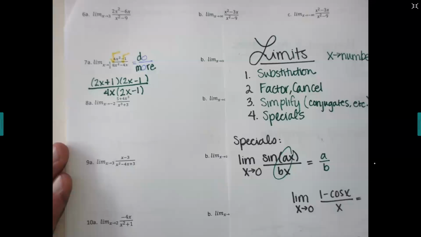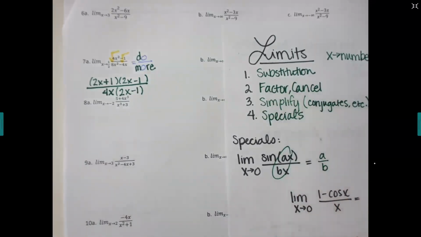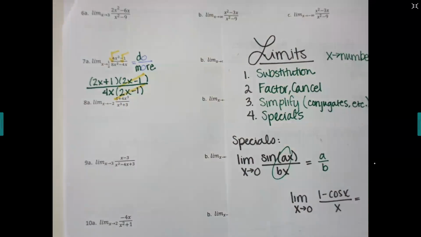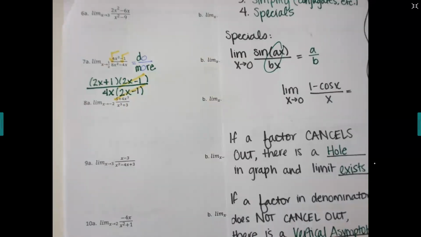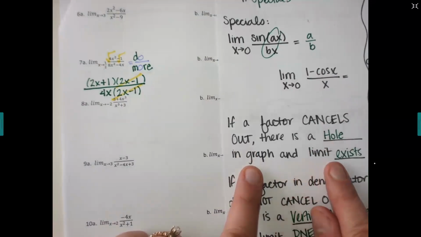Okay, take a look at your limit. Remember, I want to factor and then cancel. What will cancel? 2x minus 1s. Okay, and now let me just draw you to this part down here. If it cancels out, what does that mean the graph had? A hole. You did this in pre-calc for like a month, right? And then that means the limit still exists.